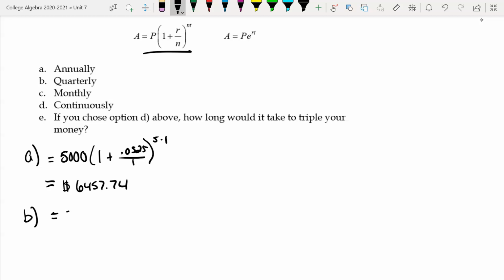B, it says quarterly. So I'm going to say 5,000, 1 plus 0.0525. My interest rate unchanged, but now it's a 4 instead of a 1. So I should get 6,489.79.